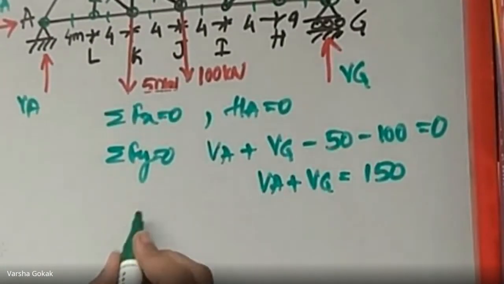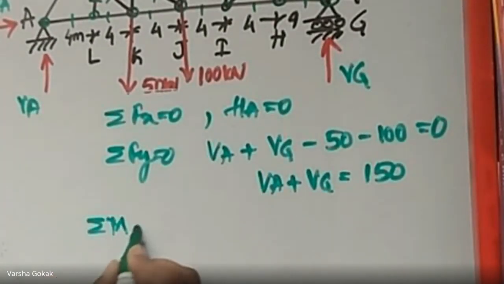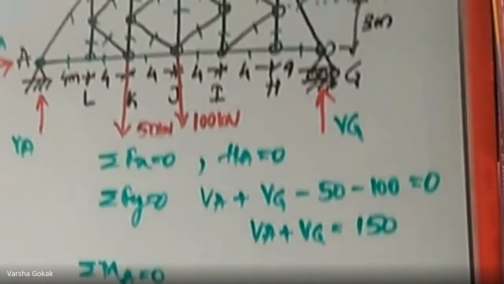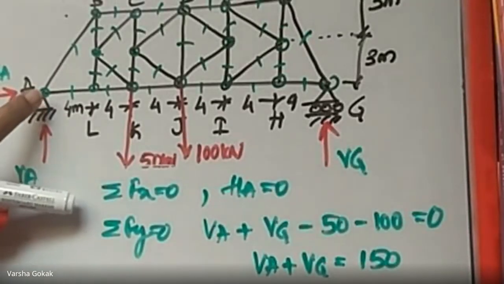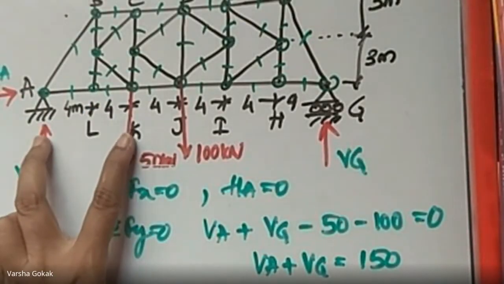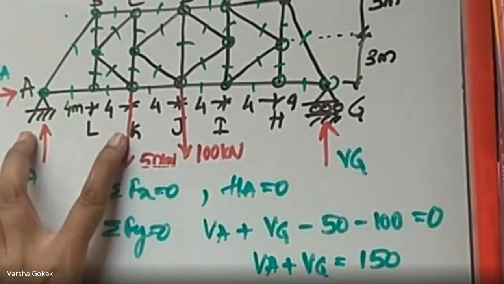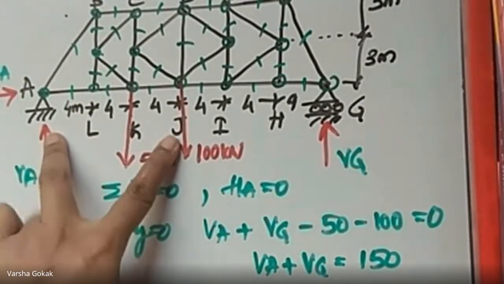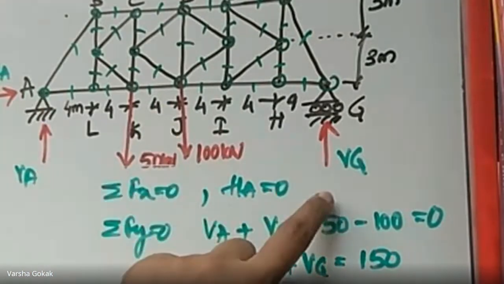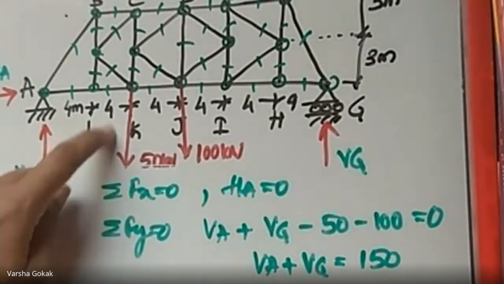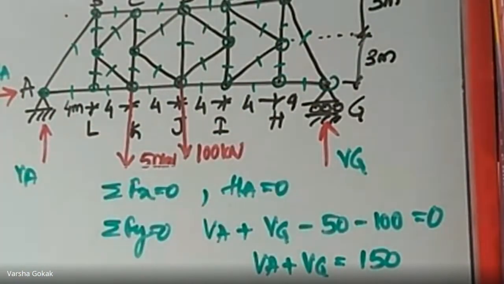Correct? Once we do this, then we have to take the moment. Summation MA equal to 0. Let us take moments at A. So we are taking moment at this point. It is 50 into this distance, that is 8, 50 into 8, 100 into this, that is 12, minus VG into total. How much? 1, 2, 3, 4, 5, 6. 6 fours are?